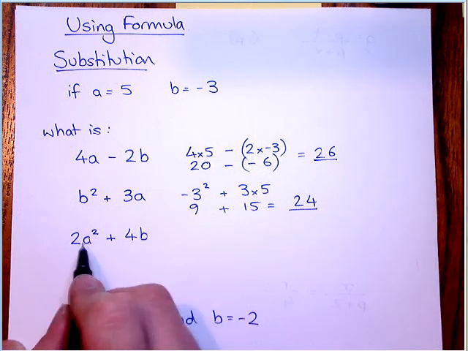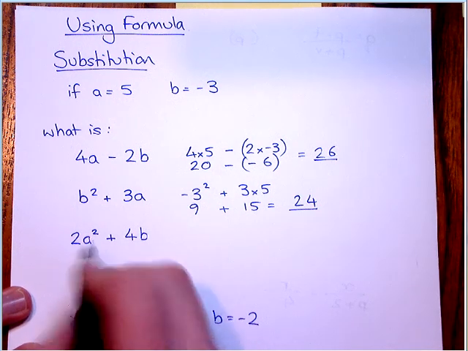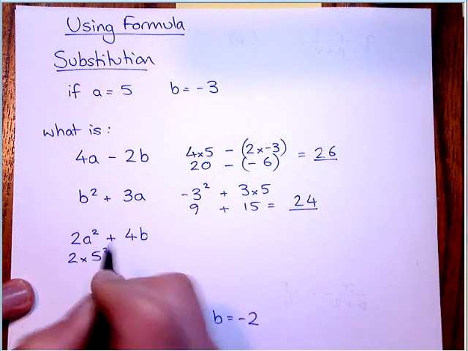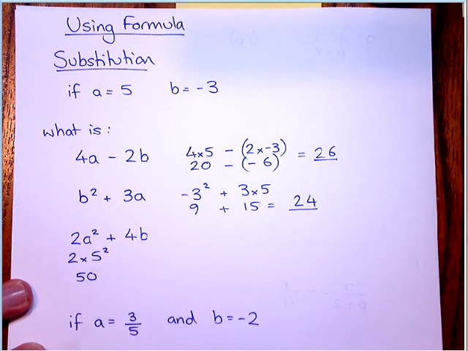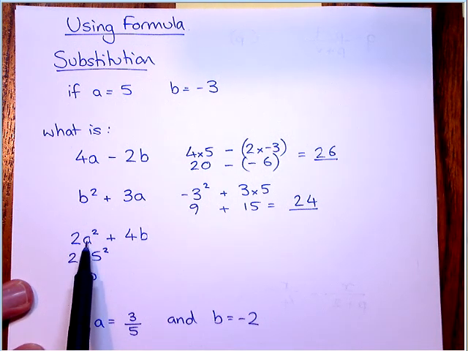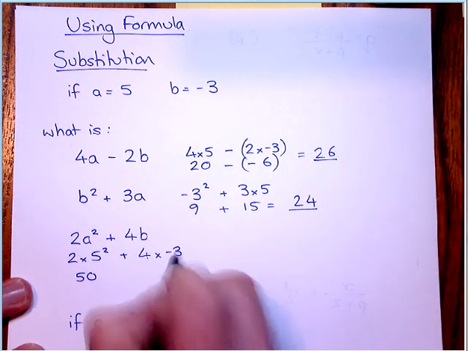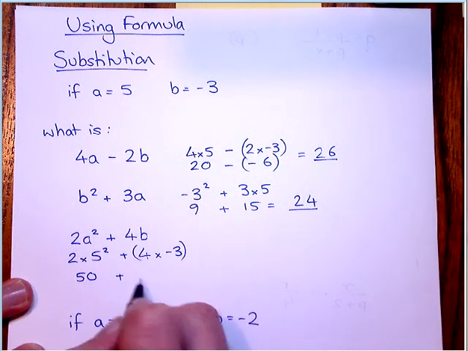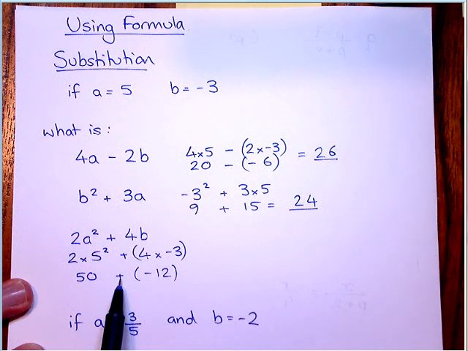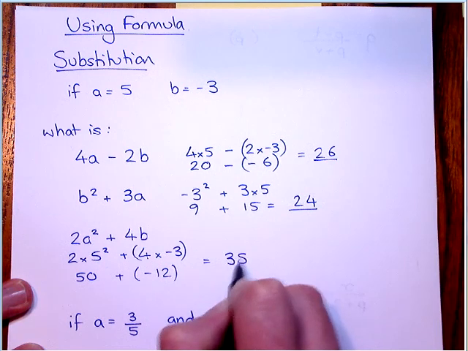And the last one, this is a classic question, lots of people get this wrong. This is 2 lots of a squared, which means 2 lots of 5 squared, which is of course 25 doubled, 50. A lot of people do 2 times 5 and then square the answer to that, which would be 100. It's very, very different. Plus 4 lots of b, 4 lots of minus 3. So we're plussing 4 lots of minus 3, which is negative 12. When the signs are different, it means we subtract them. So 50 take away 12 is 38.